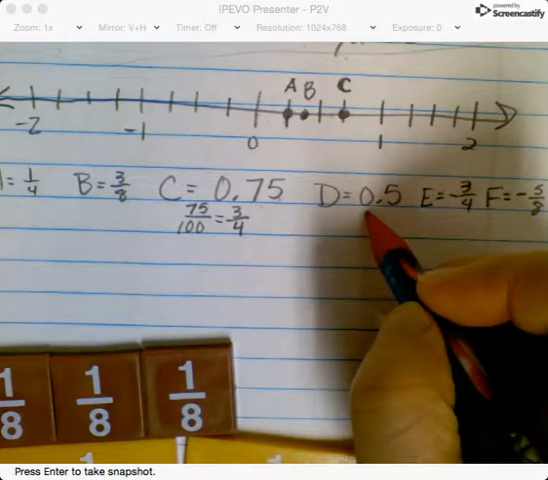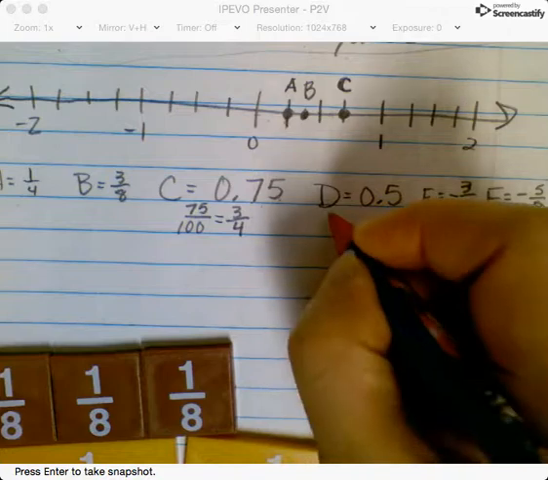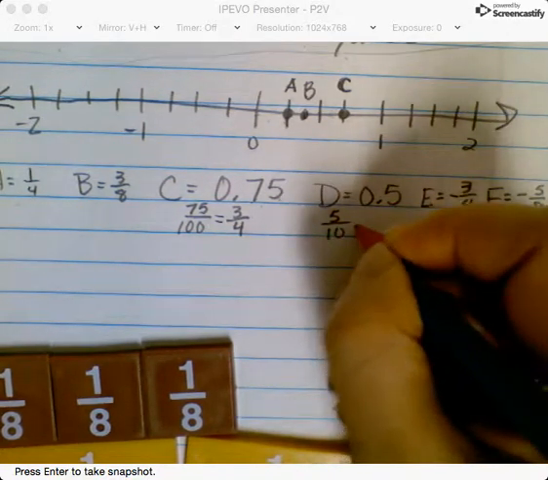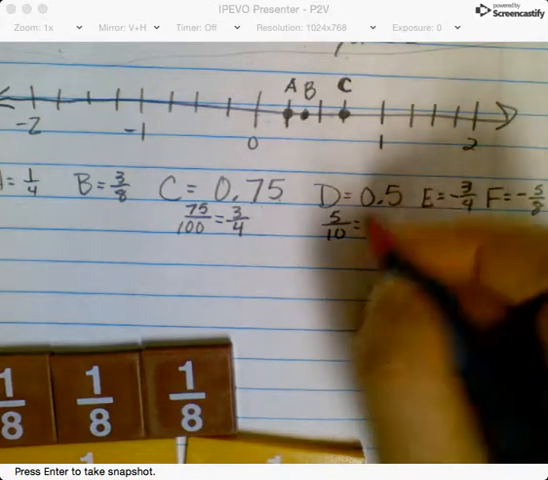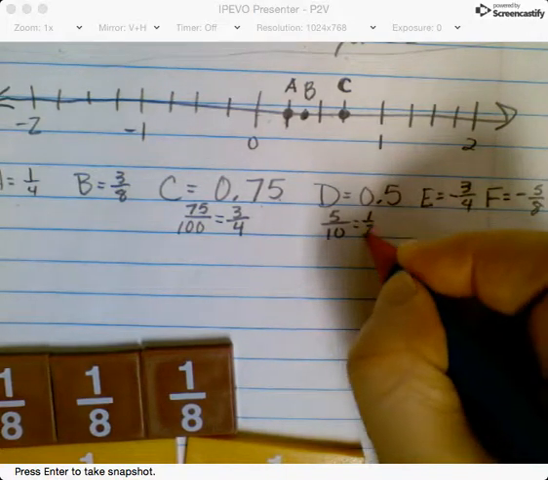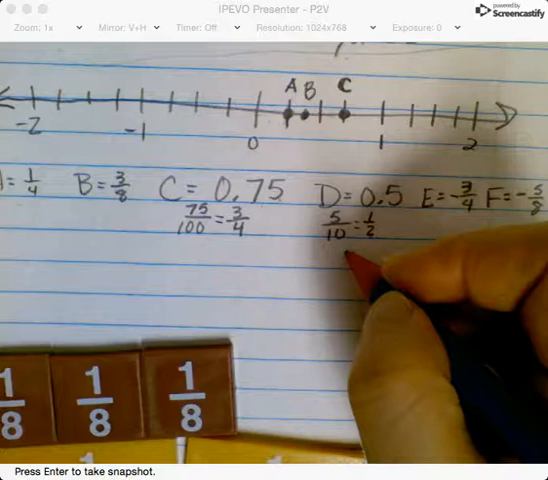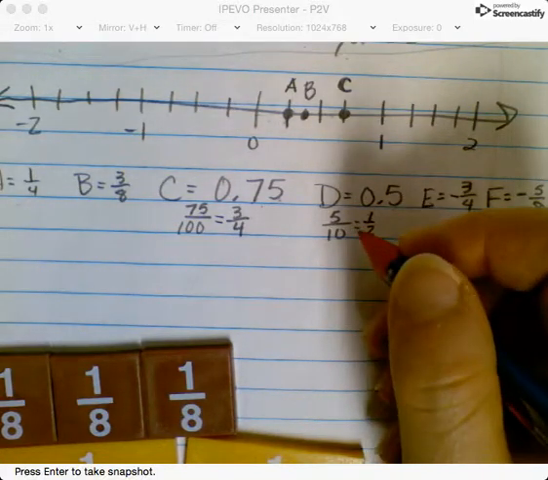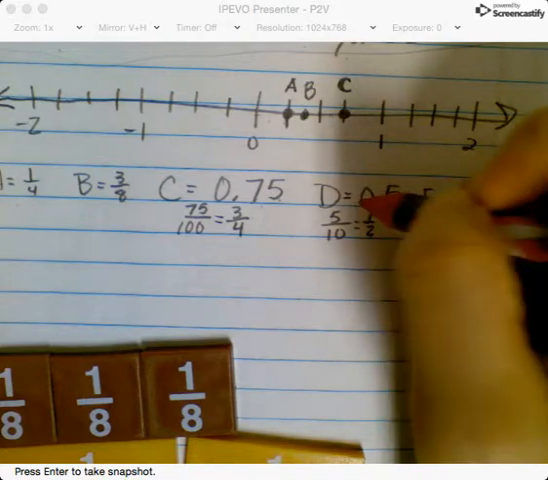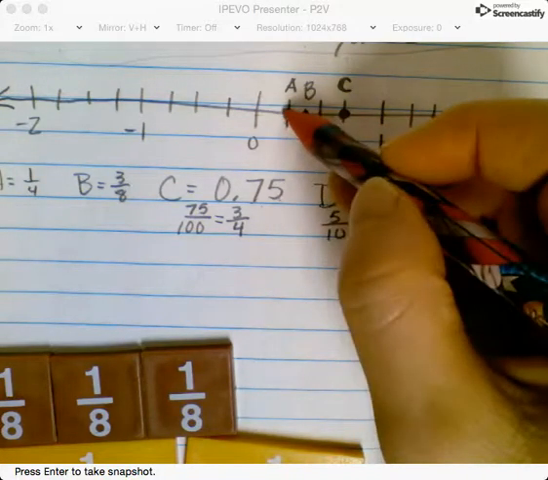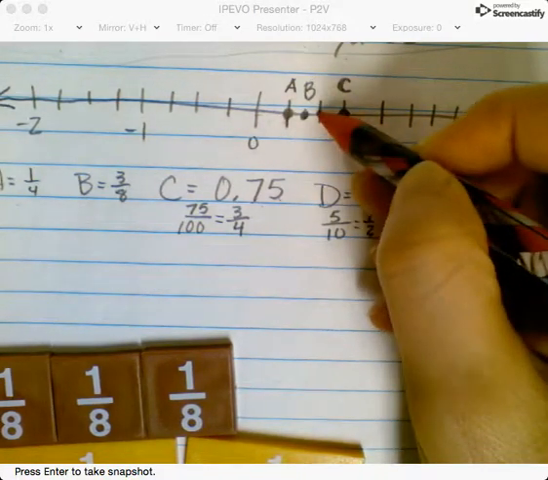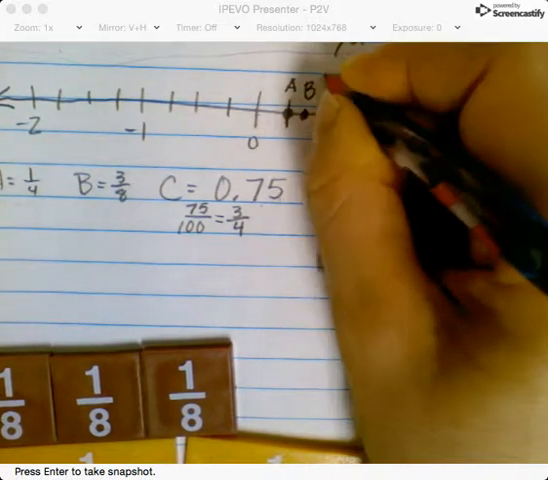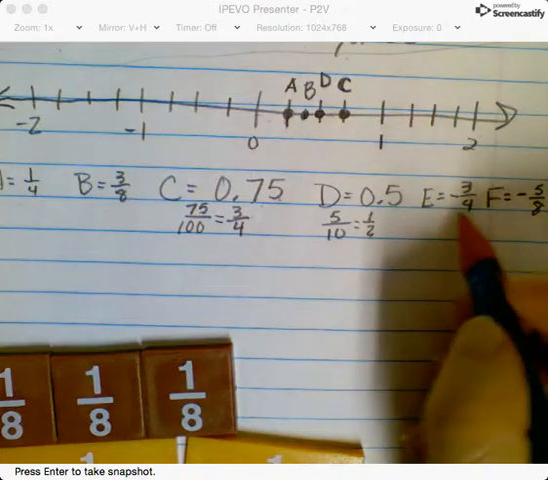D is 0.5, and again, the 5 is in the tenths place, and then when I reduce it, 5/10 is equal to 1/2. And again, if you don't remember how to reduce, please go back to my other videos on that. So that's 1/2. Remember, 2/4 is equal to 1/2. So my D would be here.